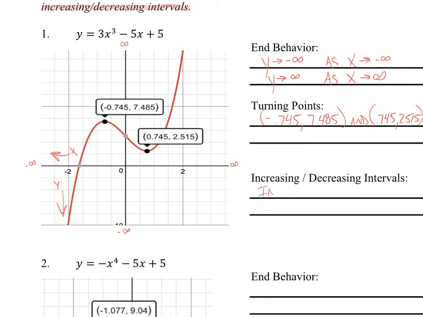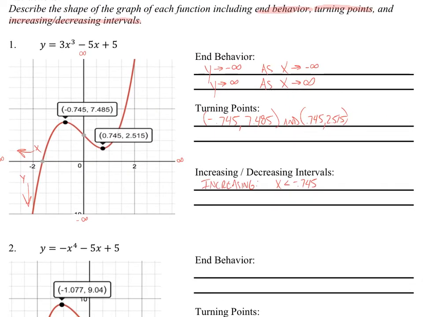Now increasing and decreasing intervals. Where is our function increasing? Well, where is the function as we travel along it increasing? The values are increasing here because it's traveling upward, and then they stop increasing and start decreasing here. So they're increasing when x is less than negative 0.745, and then it's decreasing, but it begins increasing again when x is greater than 0.745. So we have to also remember to account for that.